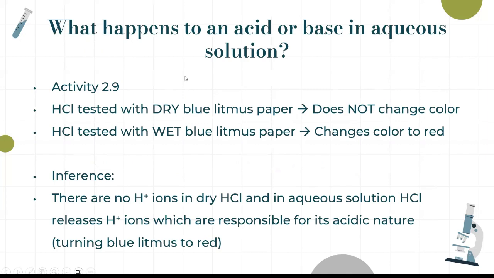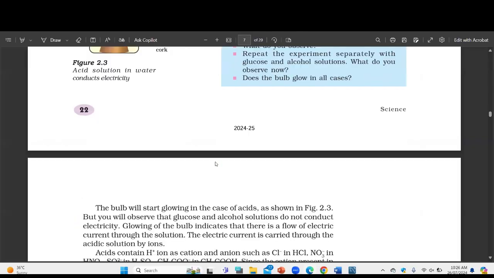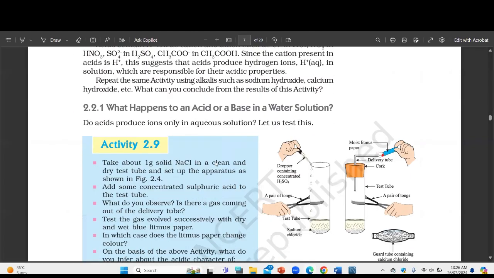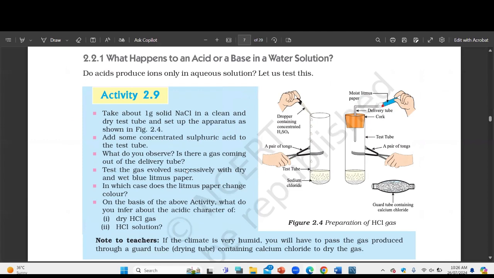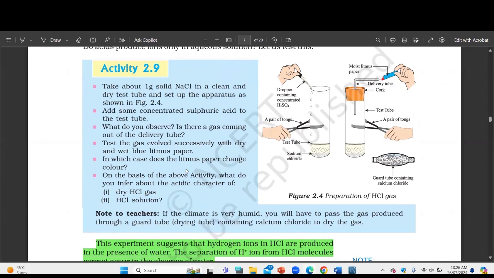Next, we're going to see what happens to an acid or base in an aqueous solution. For this, we're going to perform this experiment, activity 2.9, in which we're going to take 1 gram of solid NaCl in a clean and dry test tube, and we're going to add concentrated sulfuric acid to it. So what do you notice? Of course, there's a gas that is evolving from the test tube, right?